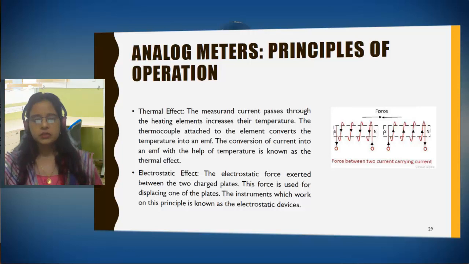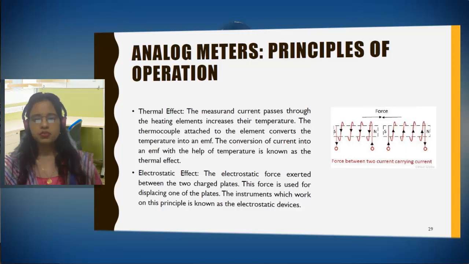Electrostatic effect means, suppose two parallel plates are there, okay? When two charged parallel plates are placed near to each other, the plates experience a force. This force is known as electrostatic force. If you remember from physics, this is known as electrostatic force. This force is also used in analog meters. This is the effect caused due to the charge.